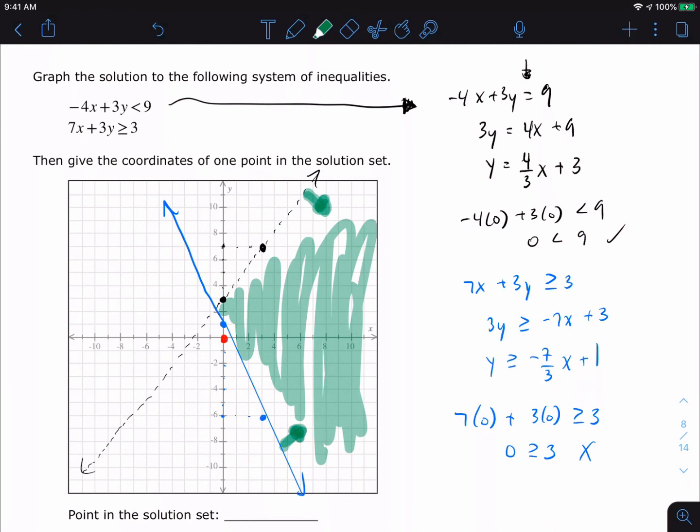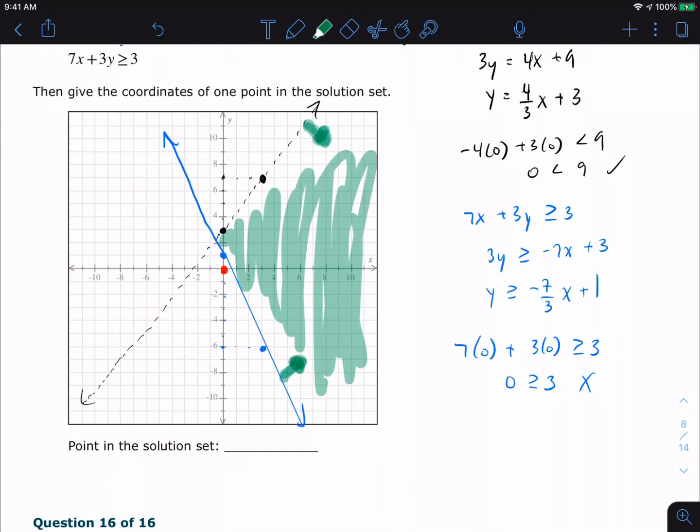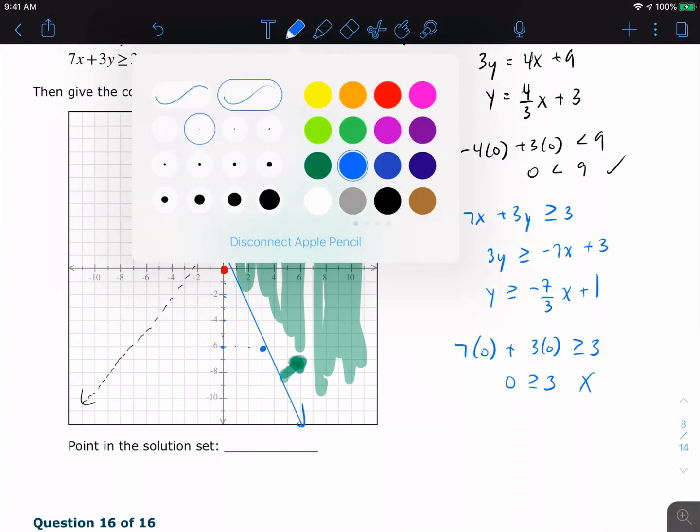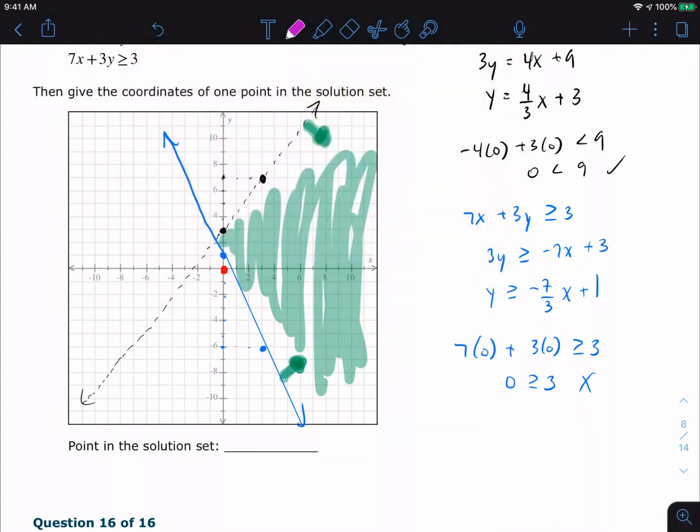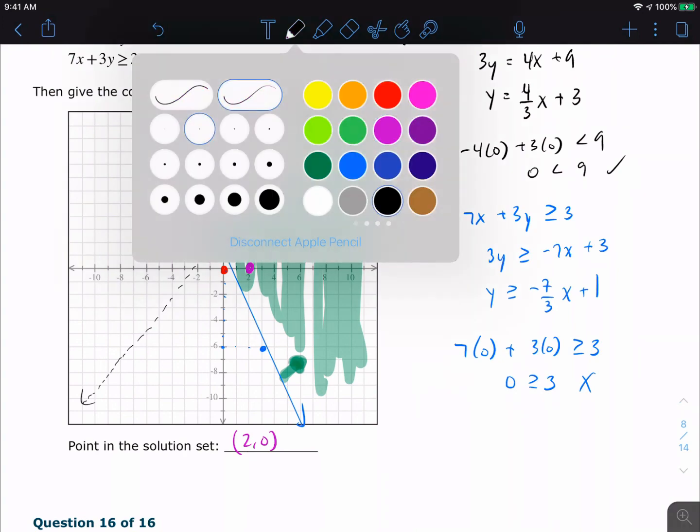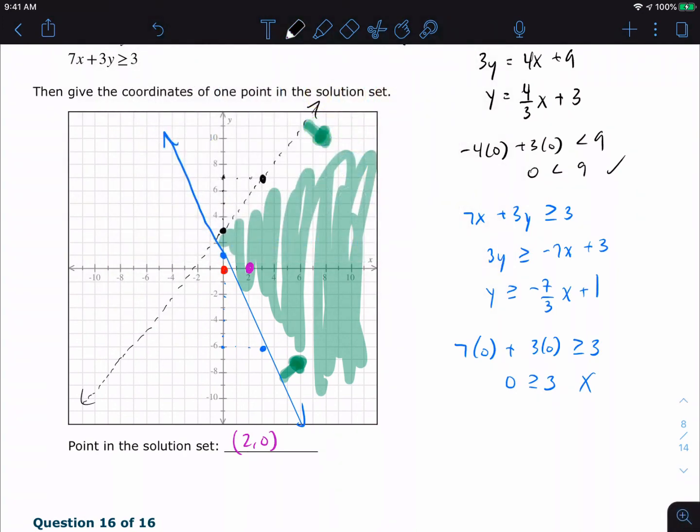So then they're going to ask you for a point that's in the solution set, and then let's pick one that's so easy to check. So let's pick something super easy. How about that one right there? The point 2, 0 is a point in the solution set. Got it?